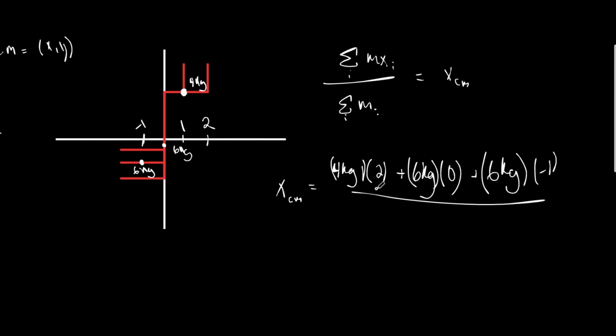All over, then we add all the masses together. So we have 4 plus 6 plus 6, which would give me 16 kilograms.